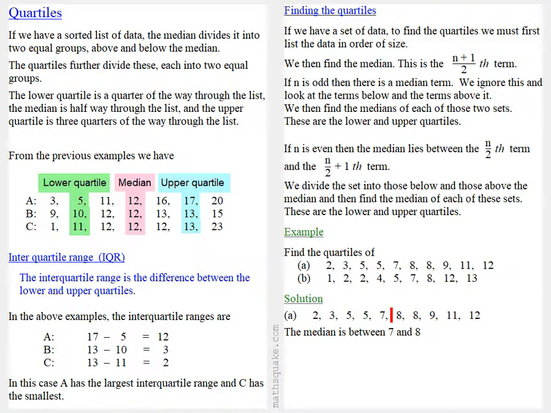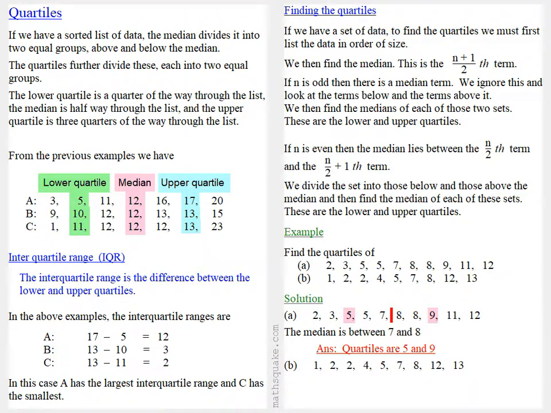So if we draw a line between the 5th and the 6th term, that divides the list into two sets. We then find the median of the left-hand side, which is 5, and the median of the right-hand side, which is 9. So the lower quartile is 5 and the upper quartile is 9.